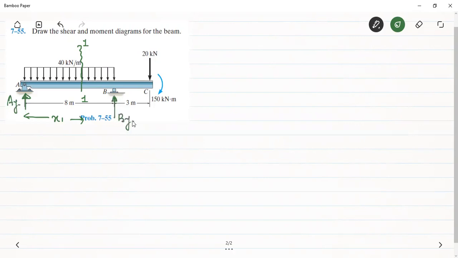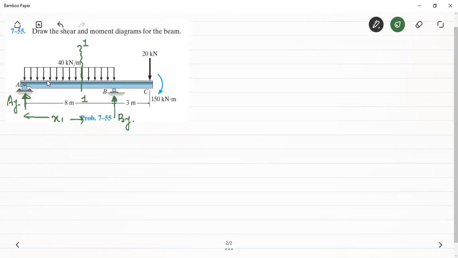As we have defined the shear force in the previous classes, the shear force at section 1 will be equal to the summation of all the transverse forces, either from the left hand side of the section or from the right hand side of the section. Suppose we are taking the left hand side of the section.